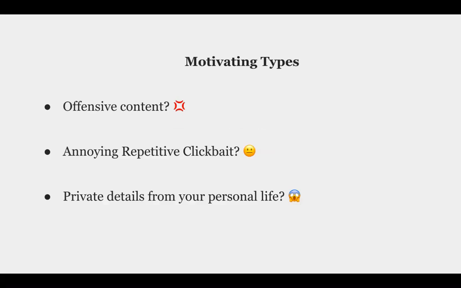There are certain types of content that motivate us to filter out for users: offensive content, annoying, repetitive types, and also private details from people's personal lives that end up in content because recommendation algorithms mine everything about you these days, your web history, just about anything. So we want to protect users.